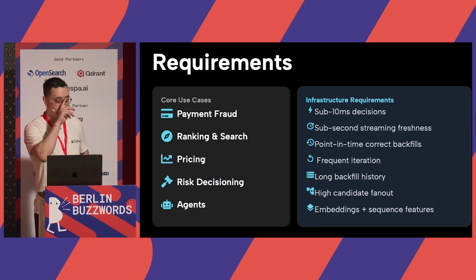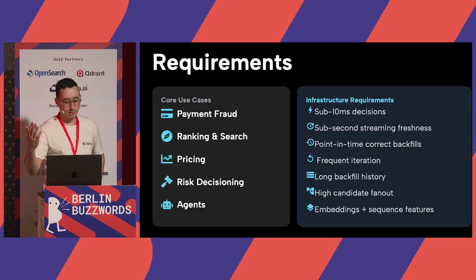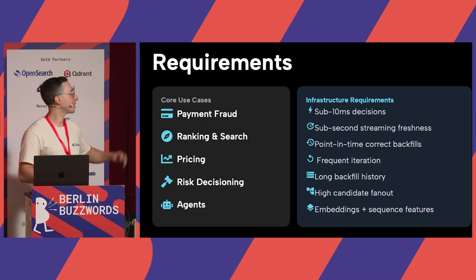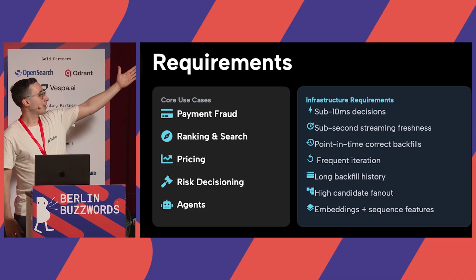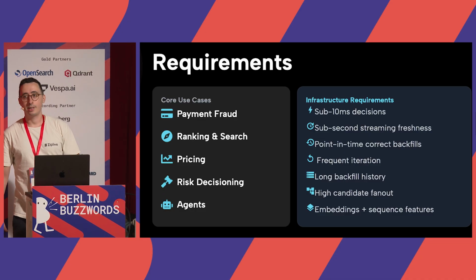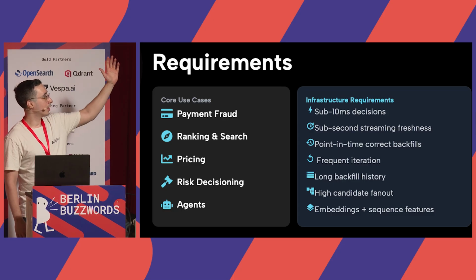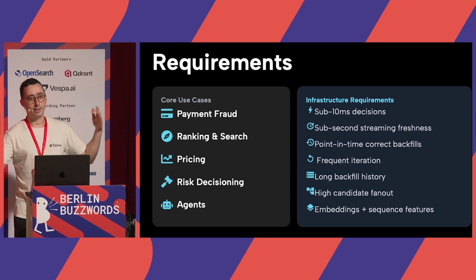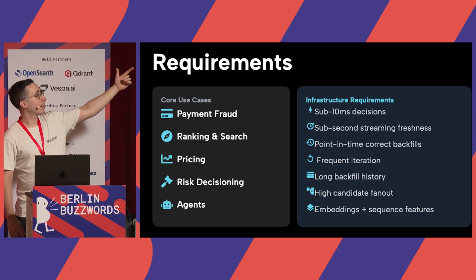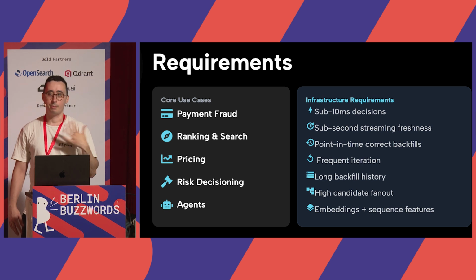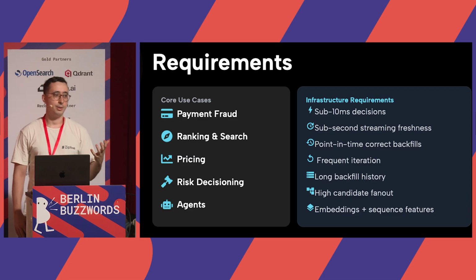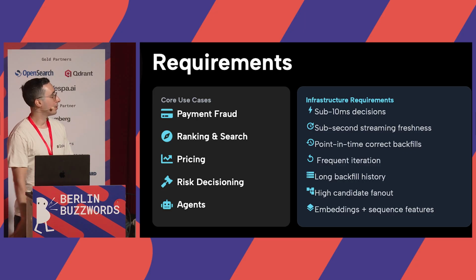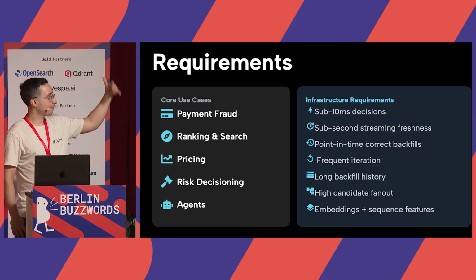So, as I mentioned, the use cases that we built this for were things like payments fraud, search ranking, pricing, risk decisioning, as well as some agentic workflows. And the infrastructure requirements here are pretty stringent. Specifically, you need low latency, especially for search use cases with high fan out. You need to maintain low latency budgets. Sub-second streaming freshness is really important both for some personalization as well as fraud detection use cases, where as events are occurring, you need those to be reflected in feature values powering prediction with high freshness.